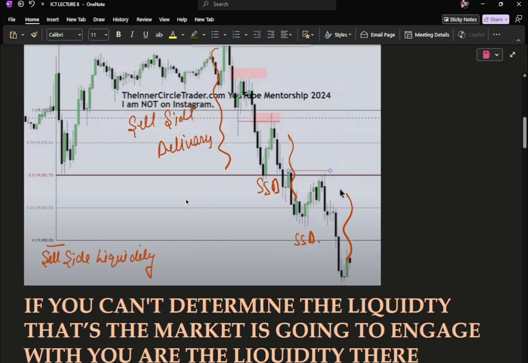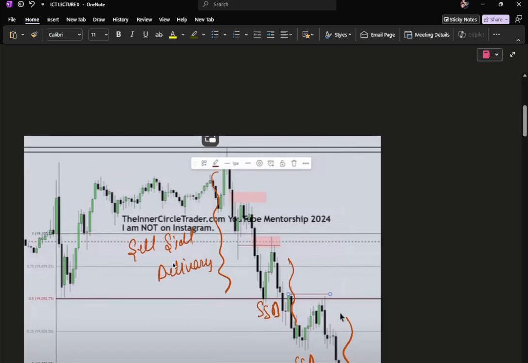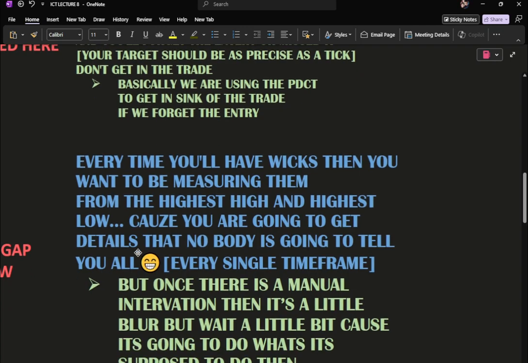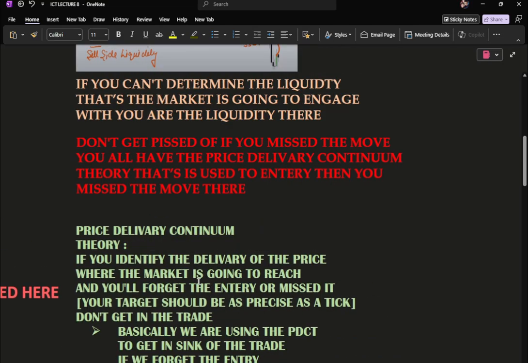And if you can't detect the target, you can just use the Fibonacci and allow the price to trade till the equal expansion, or you can use the Fibonacci and some kind of standard deviation to detect the target. Every time you have an index, you want to measure from the highest high and the highest low, because you are going to get details that nobody is going to tell you on every single time frame. But once there is a manual intervention, then there is a little blur. Wait a little bit, because it's going to do what it's supposed to do.